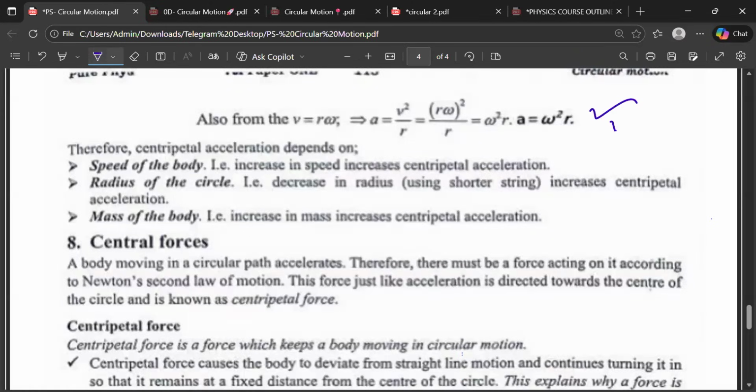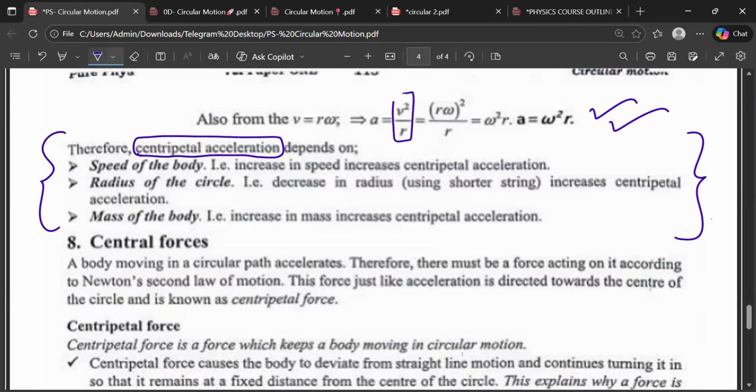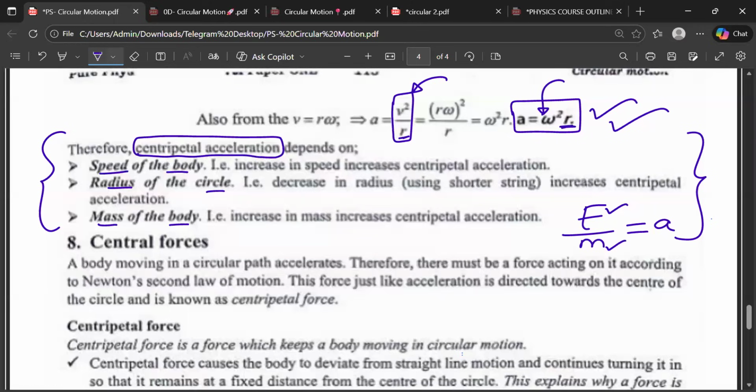The formulae, we have looked at these ones. For you to get to know which factors the centripetal acceleration really depends on, you look at the formulae. You can look at this formula or this formula. It depends on the speed of the body, which is here v, and also the angular velocity omega. It depends on the radius of the circle, you can see r there. It depends on the mass of the body. You all know that force over mass is acceleration, so it depends on the force and mass. That one shouldn't be hard.